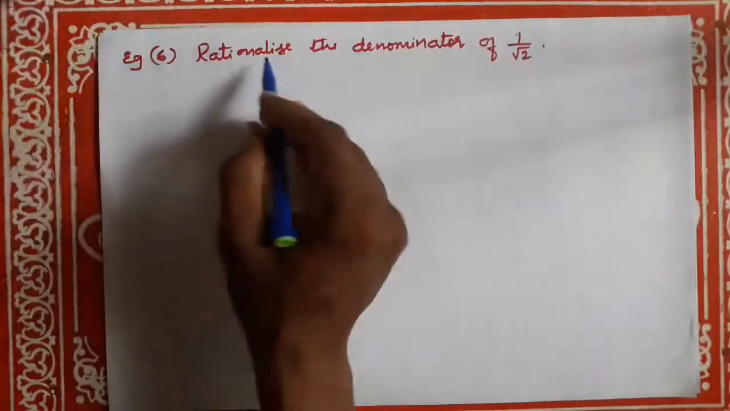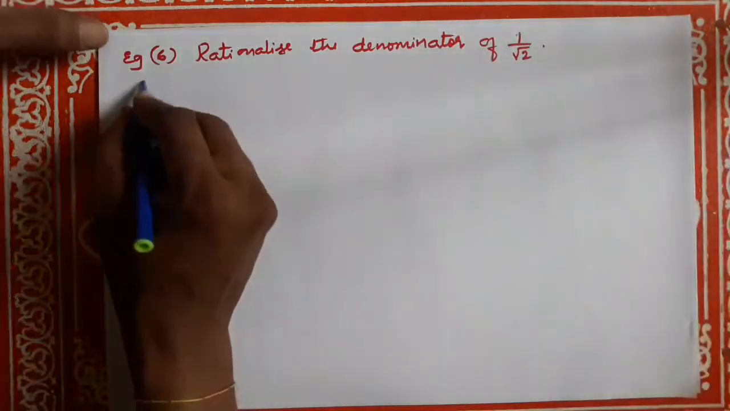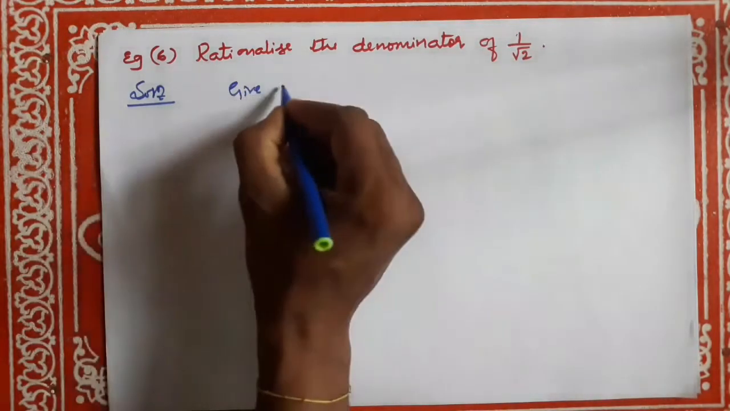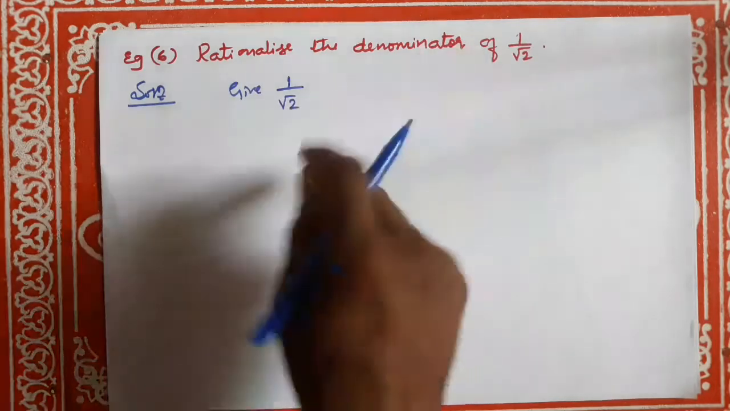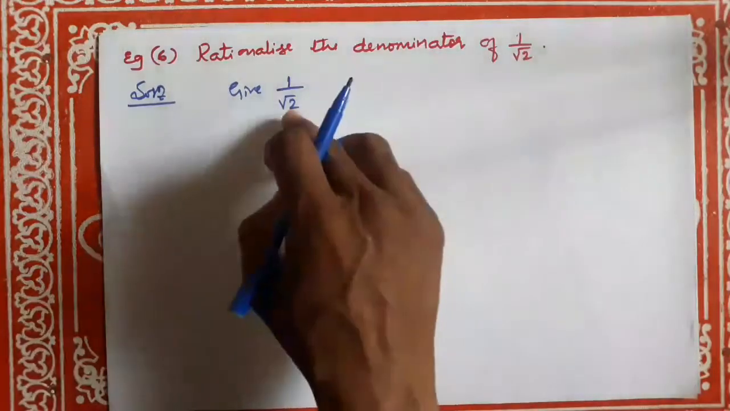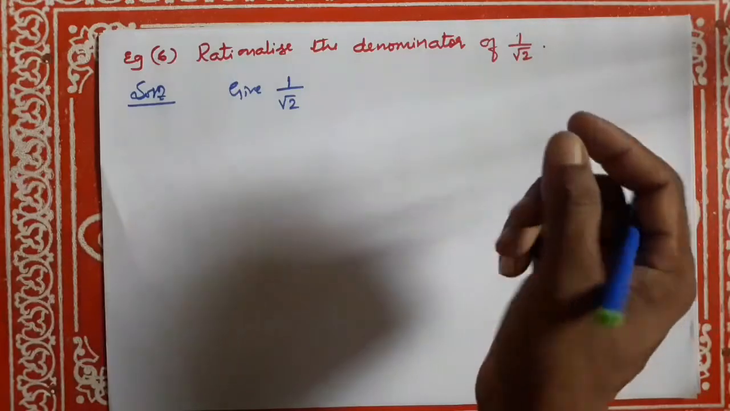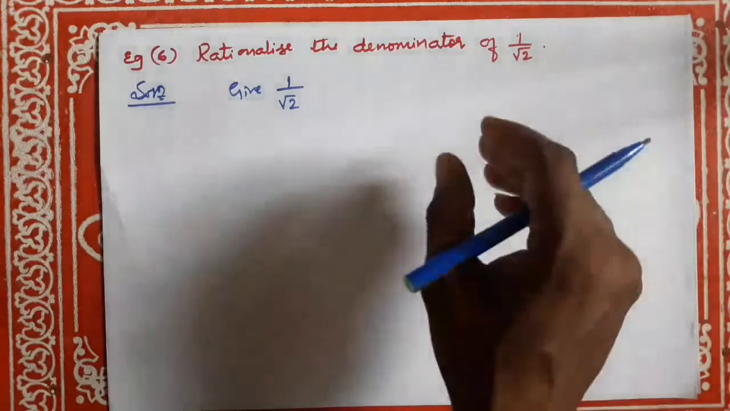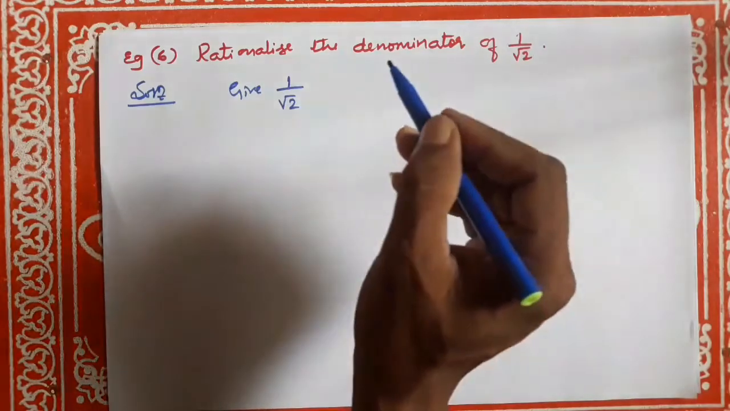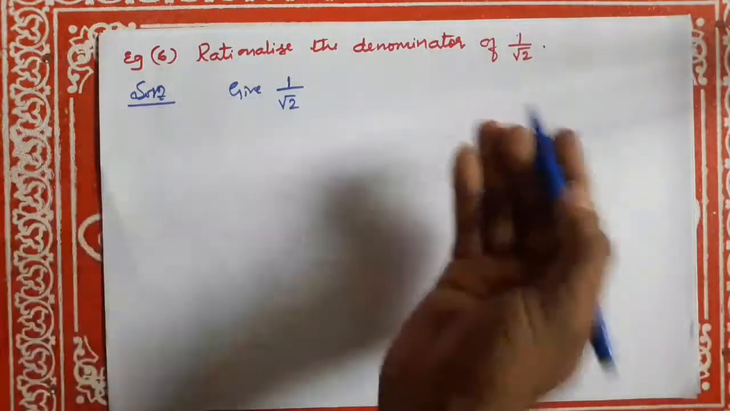Dear students, sixth example: rationalize the denominator of 1 by root 2. Solution. Given 1 by root 2. We want to write 1 by root 2 as an equivalent expression in which the denominator is a rational number. We know that root 2 into root 2 is a rational number. We also know that we multiply and divide by root 2.